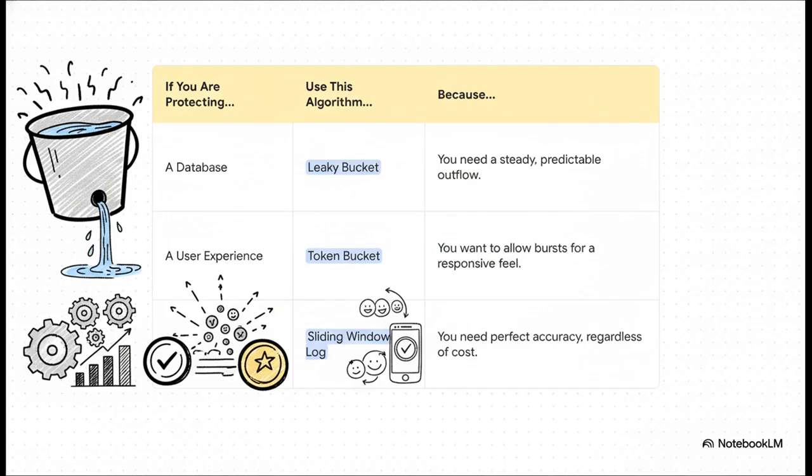But if you're protecting a user-facing API and you want it to feel snappy and responsive, you go with the token bucket because it allows for those bursts. And finally, if you're dealing with something mission-critical, like financial transactions where every single request has to be accounted for, well, then you pay the price for perfection and you use the sliding window log.